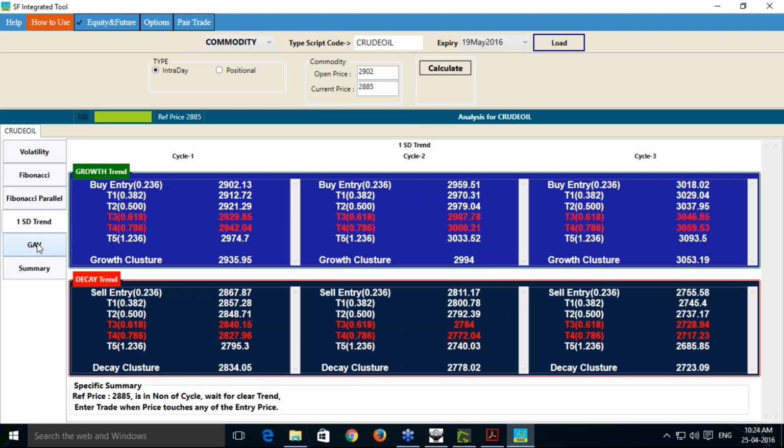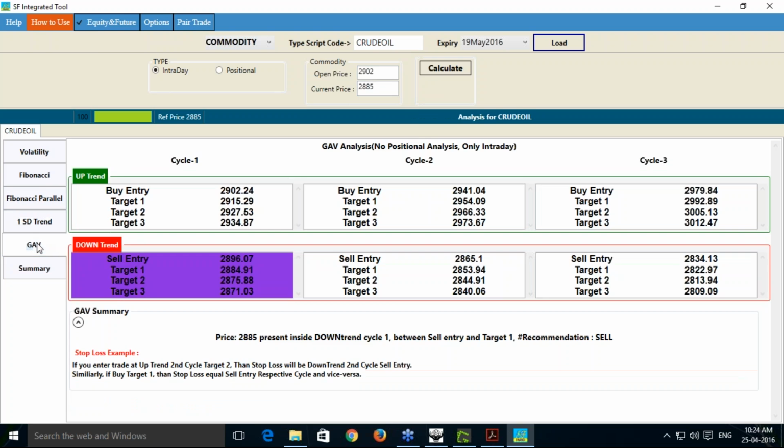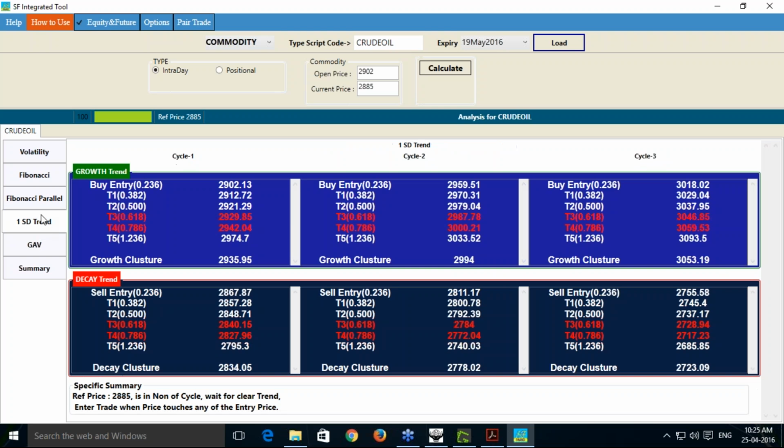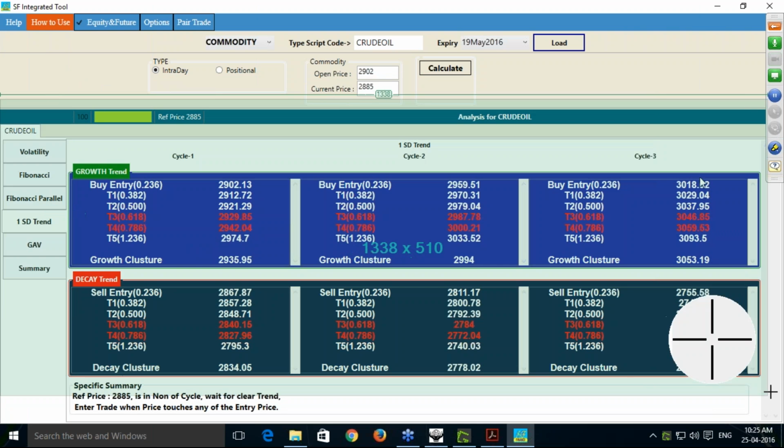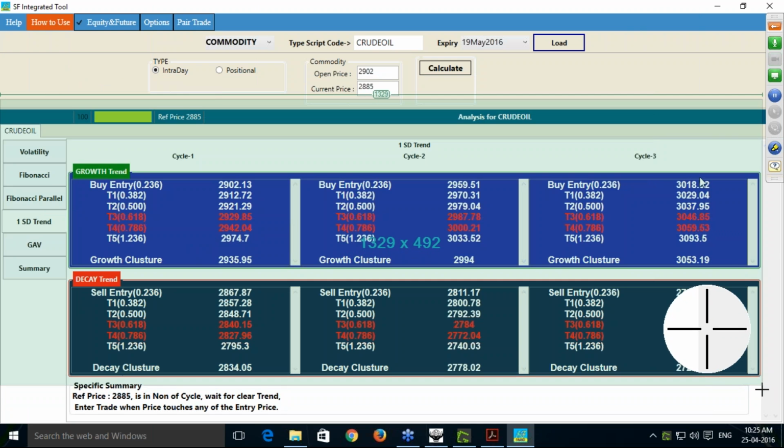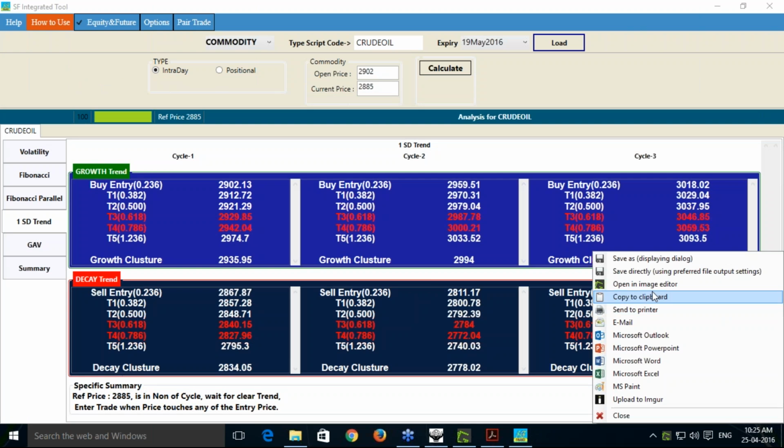1SD still says that it is not in any trend. One standard deviation says that above 2902 you can purchase, and below 2867 you should sell. This is for the fast cycle, and I am just taking a screen print of this crude oil. Gold I have shown you, crude oil also I am sending.